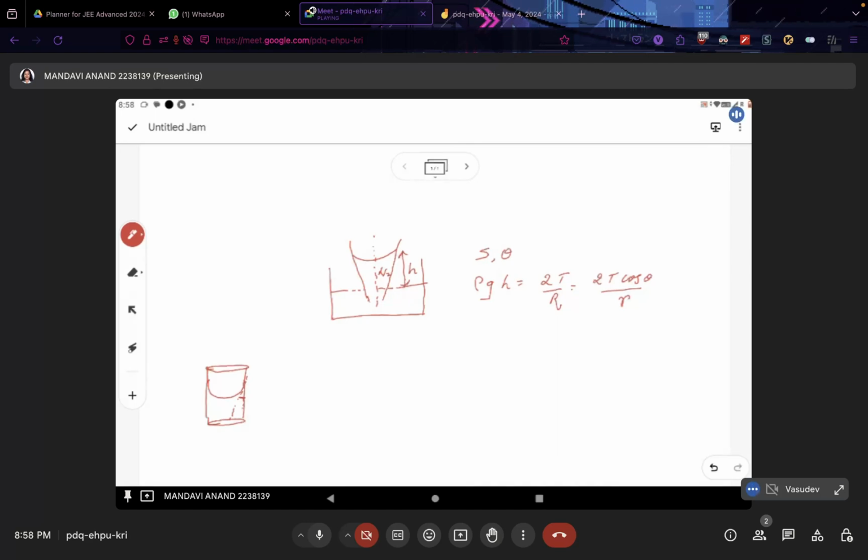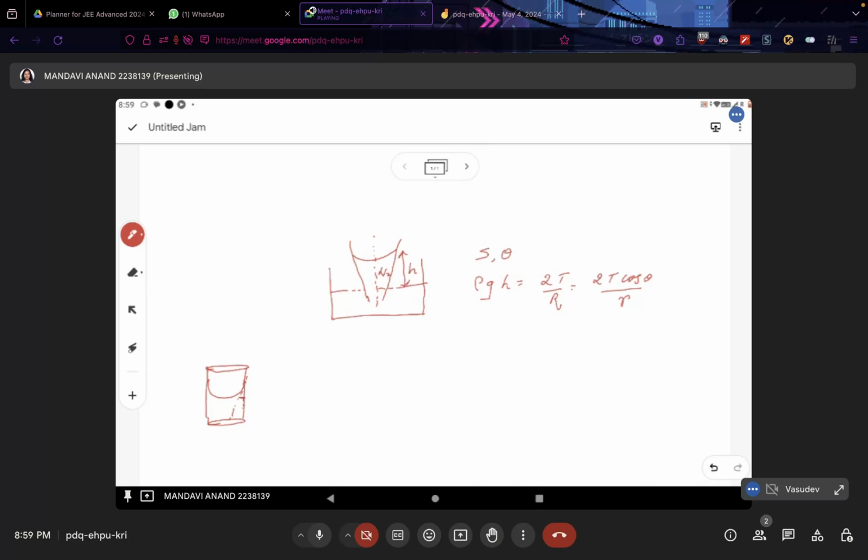It tries to keep itself wetter to a certain extent. Any other observation on the meniscus? Will the meniscus change? The meniscus radius keeps decreasing till it reaches a minimum value, after which it just spills over. So that's it. H1R1 is equal to H2R2, right?